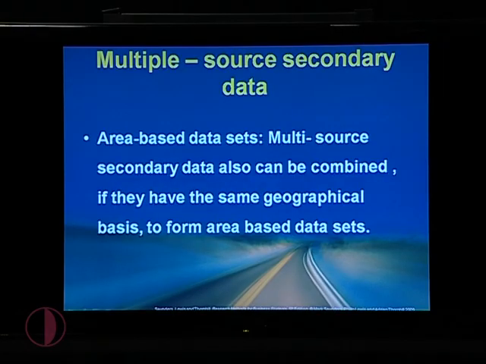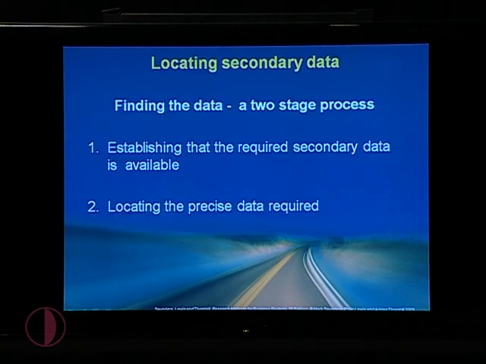Area-based data, as we mentioned, multi-source secondary data can be combined, joined together, to study differences between different geographical areas or different data sets. So finding the data is a two-stage process: how to locate the data that you need or that may be useful for your research, whether it's available or not, and locating the precise data required, so that you can evaluate to what extent that type of data will be helpful in your research project.